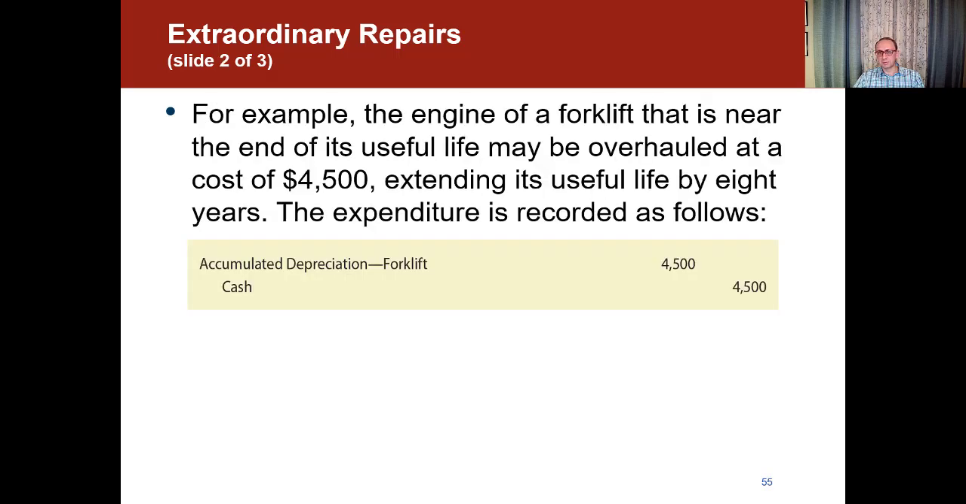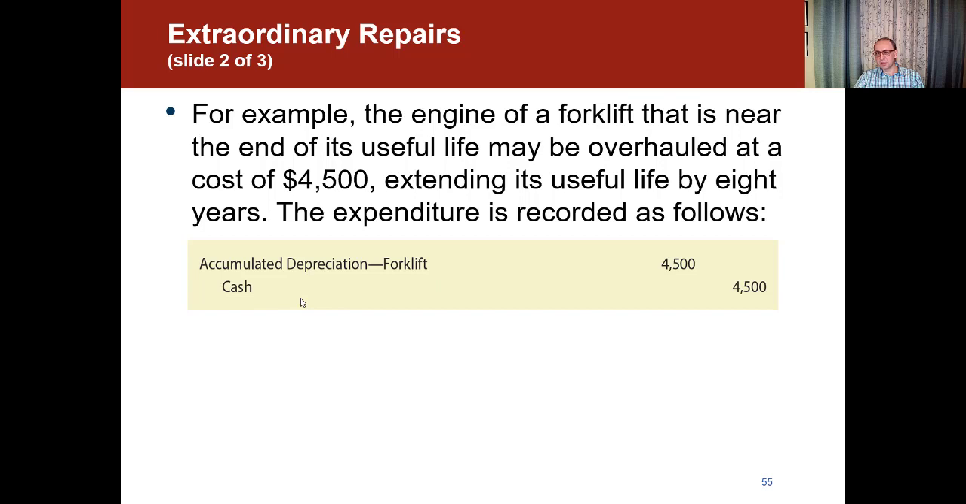So let's see an example. The engine of a forklift that is near the end of its useful life may be overhauled at a cost of $4,500, extending its useful life by 8 years. The expenditure is recorded as follows. We're going to debit accumulated depreciation for the forklift and credit cash.